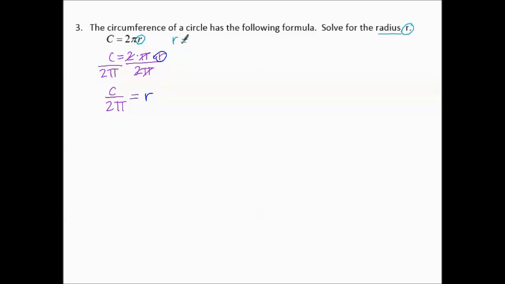We wanted to say r equals, so our symmetric property says we can flip them. R is equal to c over 2 pi, or the radius of a circle is equal to the circumference divided by 2 pi.